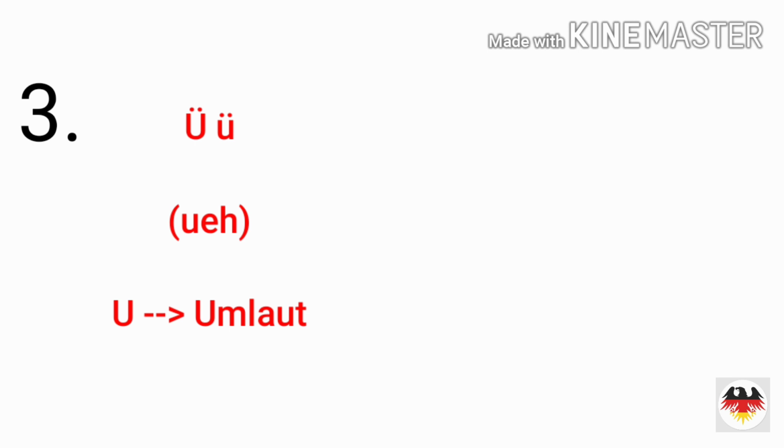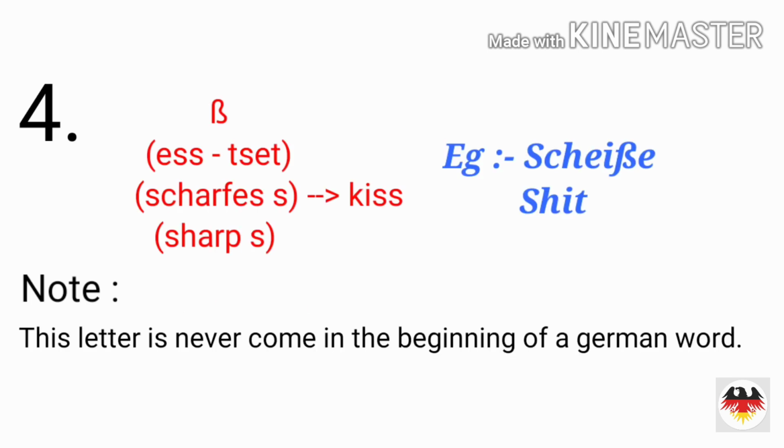And the last special character is ß. We pronounce this letter in three ways, called Eszett, sharp SS and sharp S. We pronounce it like double S, just like the word kiss in English. And an example is Scheiße. Please repeat after me. Please note the Eszett alphabet never comes at the beginning of a German word.